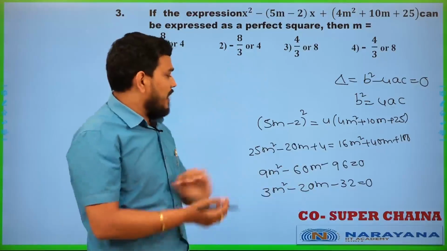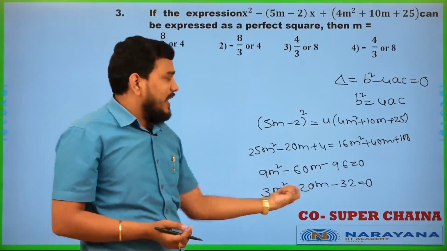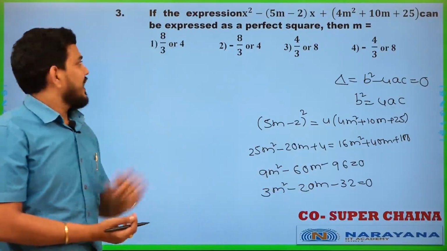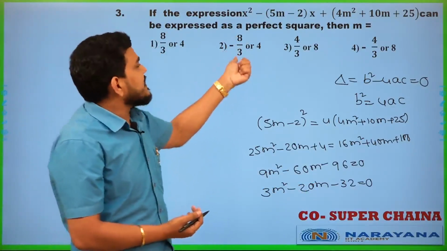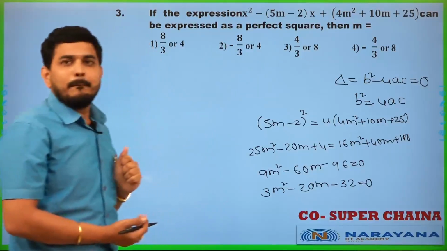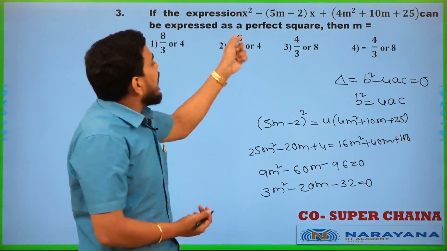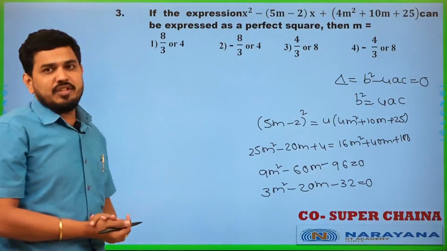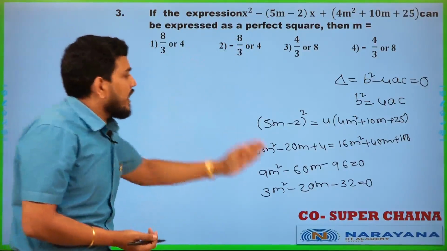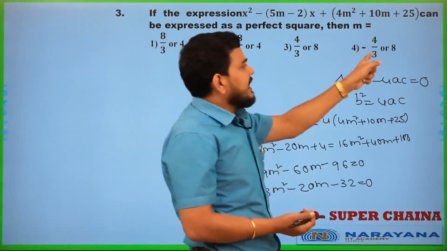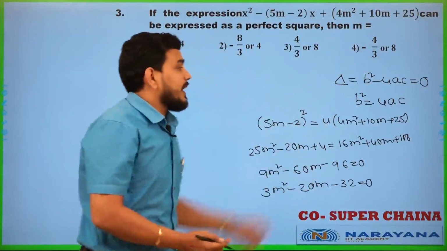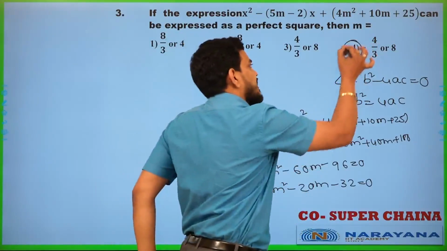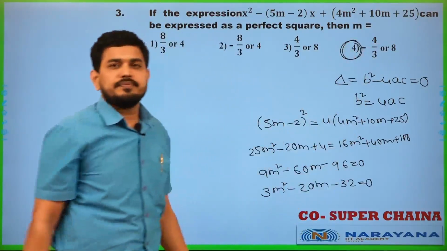Now what about the sum of the roots? The sum of the roots is 20 by 3. If you take this one, what is the value of this sum? Minus 8 by 3 plus 4, so 12 minus 8, so you are not getting this one. Look here, minus 4 by 3. So minus 4 plus 24 by 3 you will be getting. So I can say this one is the answer.